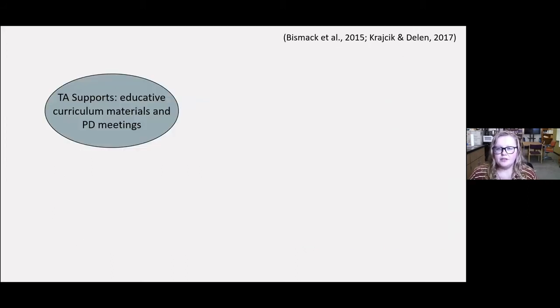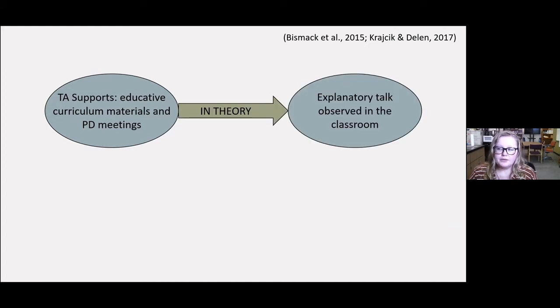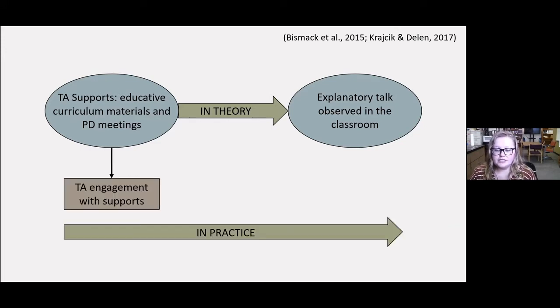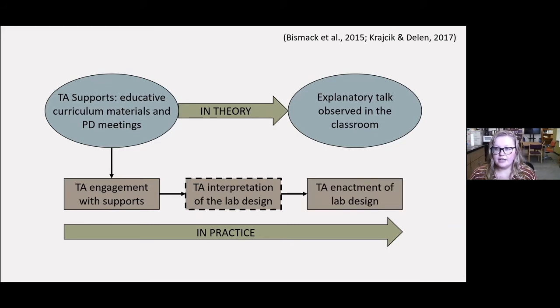And so when TAs are provided with these supports, in theory, we'd expect to see explanatory talk being observed in the classroom. However, we know this is not the case because TAs must engage with the supports, interpret the lab design, enact that lab design, and then hopefully maybe we'll see explanatory talk in the classroom.